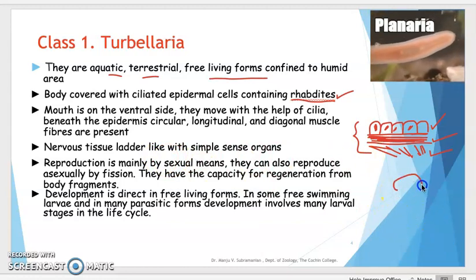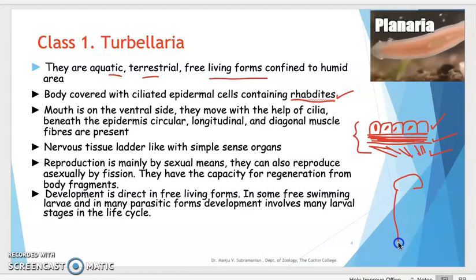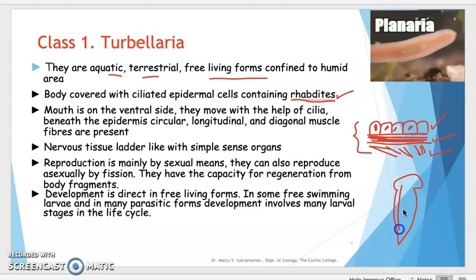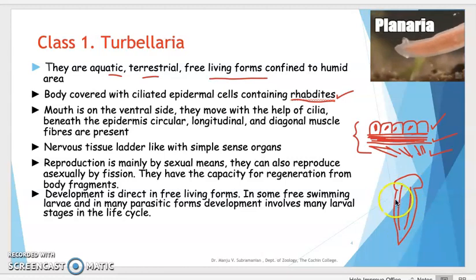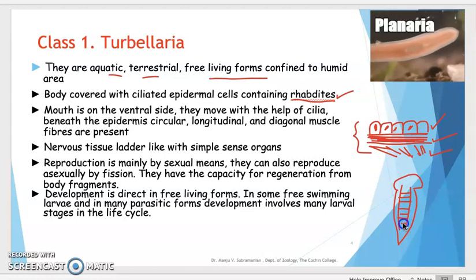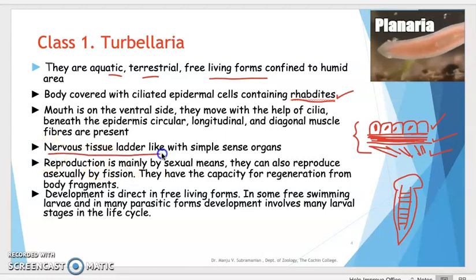The nerve tissue is ladder-like with simple sense organs. Ladder-like in the sense that in the body of a Turbellarian, there will be two longitudinal nerves running throughout the length of the organism, and several transverse nerve fibers connecting these longitudinal nerves. This gives the appearance of a ladder, and hence we call the nervous system ladder-like with simple sense organs.